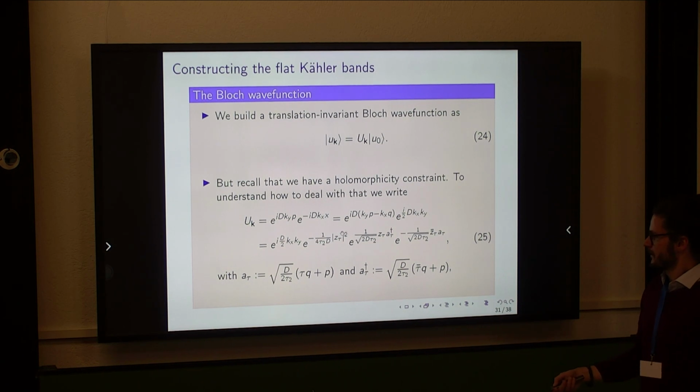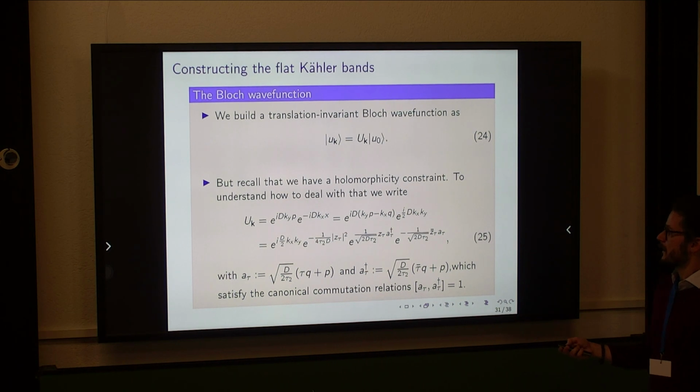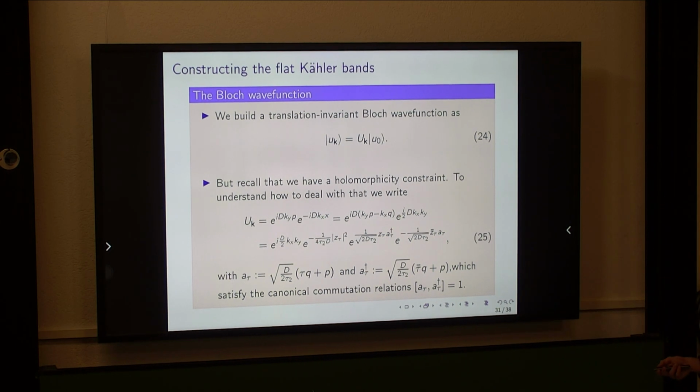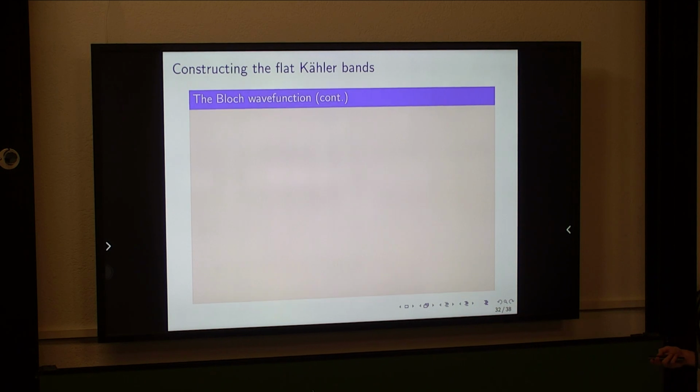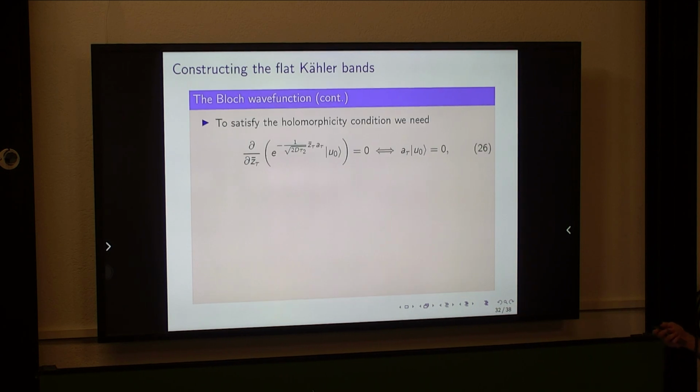like that. And they satisfy canonical commutation relations. And using this, I can show that the holomorphicity condition is equivalent to requiring that U0 is annihilated by the annihilation operator. Okay? So U0 is actually the vacuum of this bosonic mode. Explicitly, if you write down the solution of this equation, you'll find that U0 has this form.